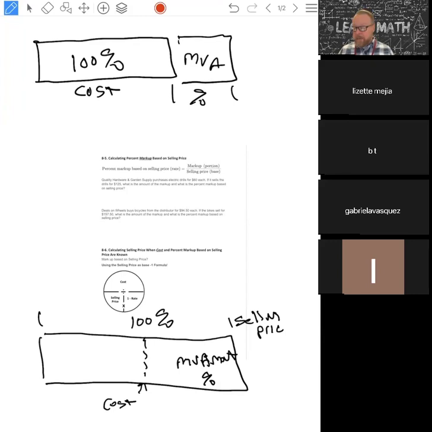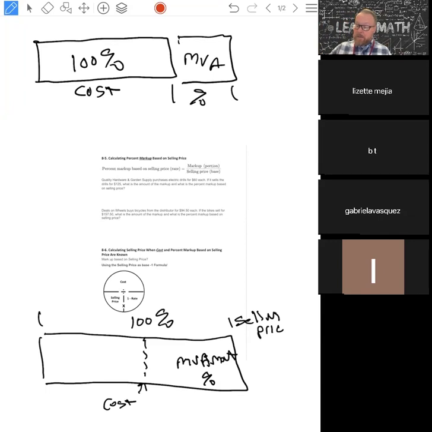The whole idea here is that I'm going to mark things up based off of what I can sell them for. And I want to know what I need to buy them for, what cost I need in order to make the percentage I want. Or if I can only buy them at this much and I can only sell them at this much, what is my markup amount or markup percentage going to be? And so this becomes valuable in that setting.